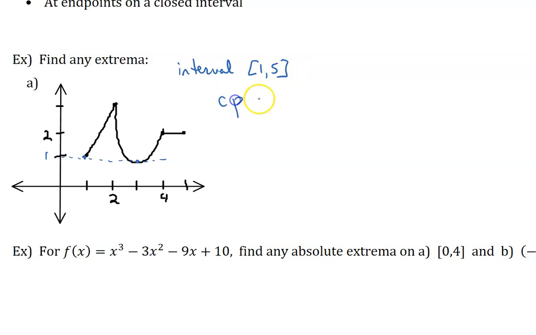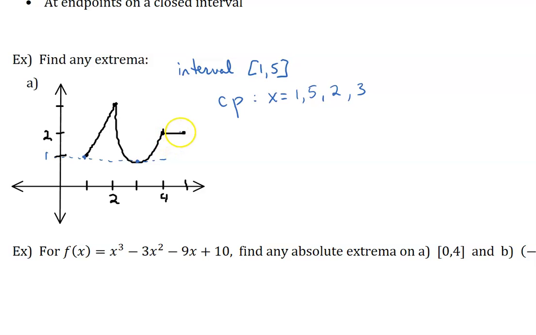Okay, so first thing I want to do is I want to list any critical points. So places where the derivative equals 0, doesn't exist, or endpoints of the interval. So, or closed interval, which is what we have. So endpoints matter here, so we could say x equals 1 and x equals 5. X equals 2 is a cusp, so that is a place where the derivative does not exist. And then also at x equals 3, the derivative equals 0 because we have a horizontal tangent there.